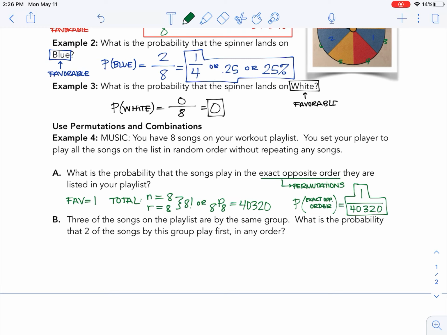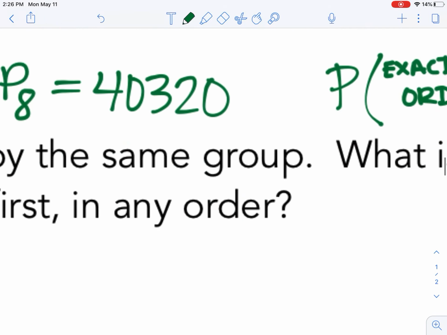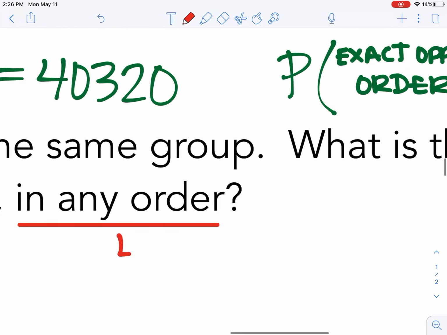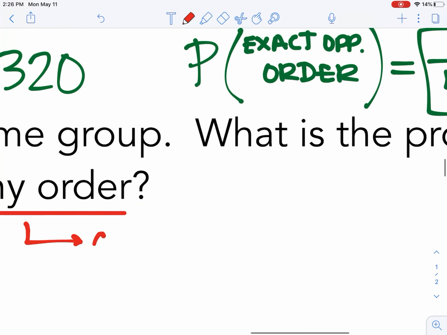All right, last but not least. So now, still the 8 songs, but 3 of the songs on the playlist are by the same group. We want to know what's the probability that 2 of the songs by this group play first in any order. So in any order means we are now dealing with combinations.